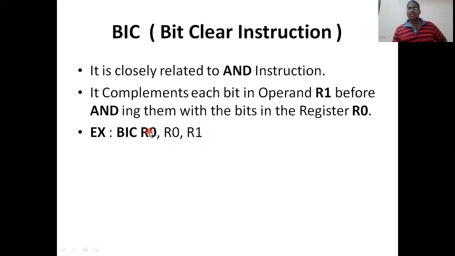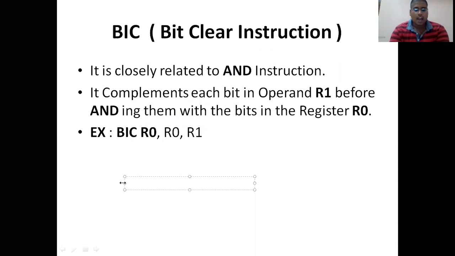For example, if it is BIC R2, R0, R1, I will explain the meaning of this particular instruction with an example. Suppose R1 is equal to 56H. Take this as R1 and write it in binary form. So 5 can be written as 0 1 0 1, and 6 can be written as 0 1 1 0.